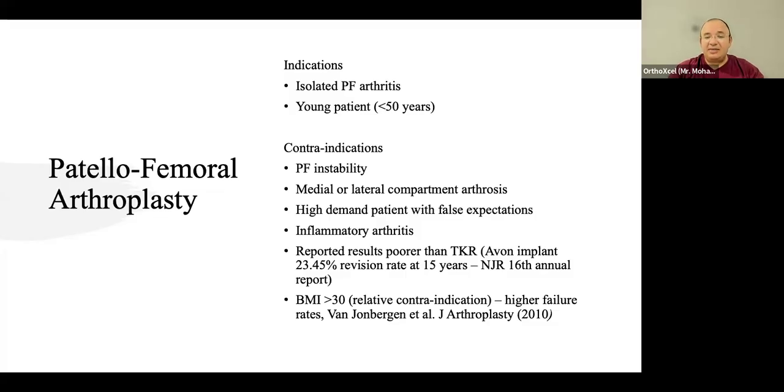If the patient has a high demand, your patellofemoral arthroplasty will fail. The reported results are poorer than total knee replacement, so that's why it's not that common nowadays. All the results support having a total or a unicompartmental knee rather than an isolated patellofemoral arthroplasty. It's a relative contraindication to do a patellofemoral arthroplasty in an obese patient with BMI above 30 because of the higher failure rate. And thank you so much.